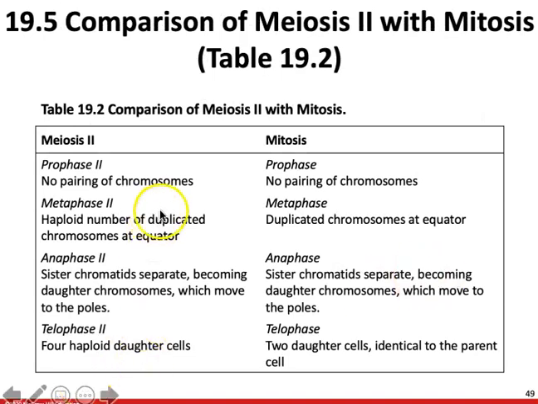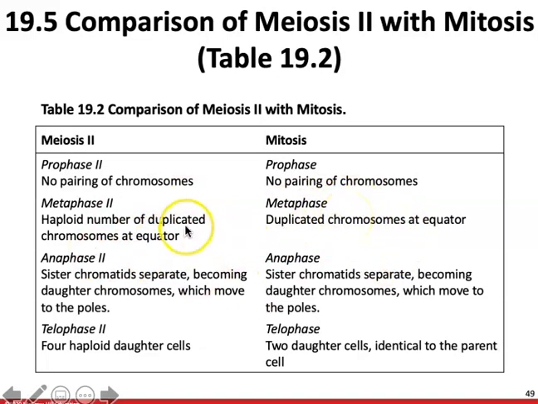So in meiosis 2, in prophase 2, we don't have a pairing of the chromosomes. In prophase of mitosis, we don't have a pairing of chromosomes either. In metaphase 2, we're going to see the haploid number of duplicated chromosomes at the equator, and in mitotic metaphase, we're going to see duplicated chromosomes at the equator. So again, we're both lining up single file. It's just in this case, we have 23 chromosomes lining up single file, and in mitosis, we have 46 chromosomes lining up single file.